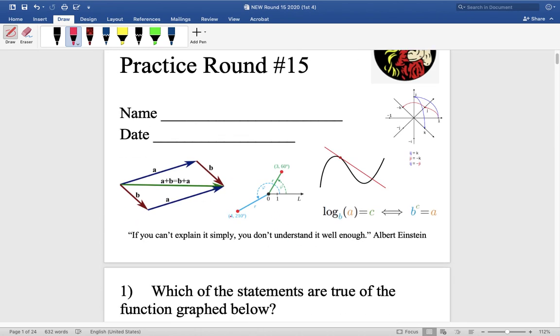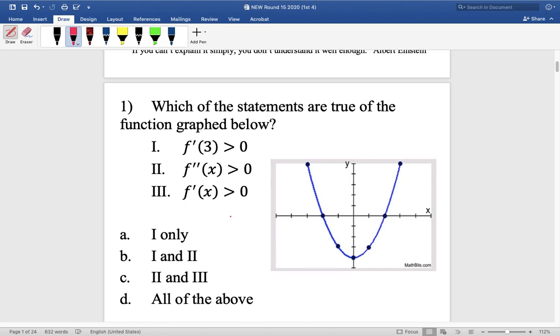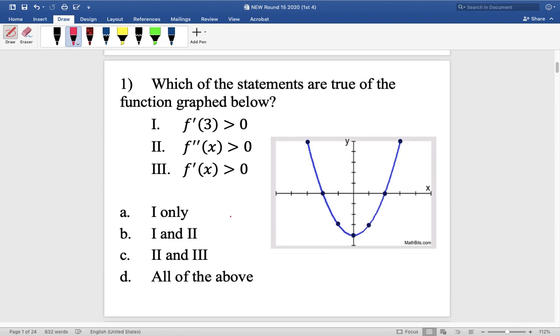So here we go. Problem number one. Which of the following statements below are true? Well, just go through and check each one off and see which ones are true. First one is talking about the derivative at 3. Is that greater than 0? So think about the slope here of this line.